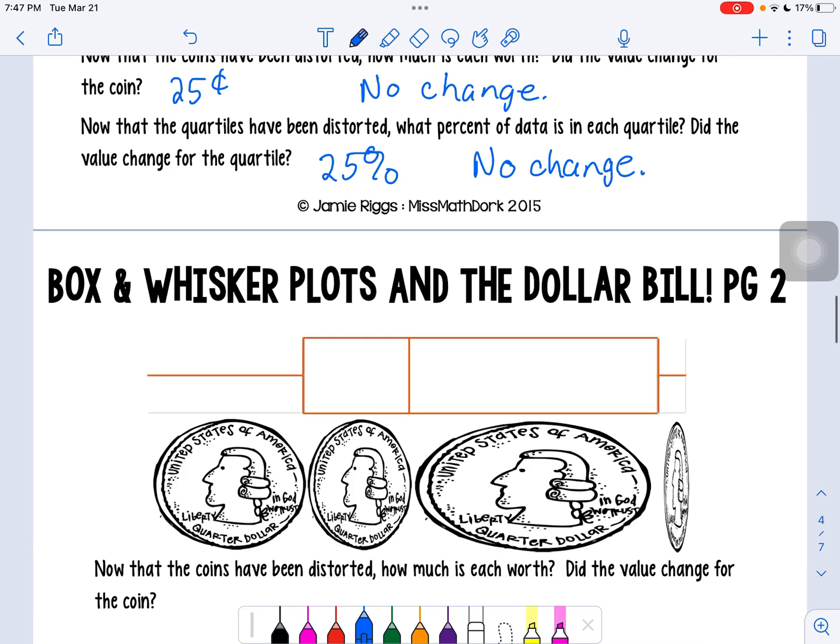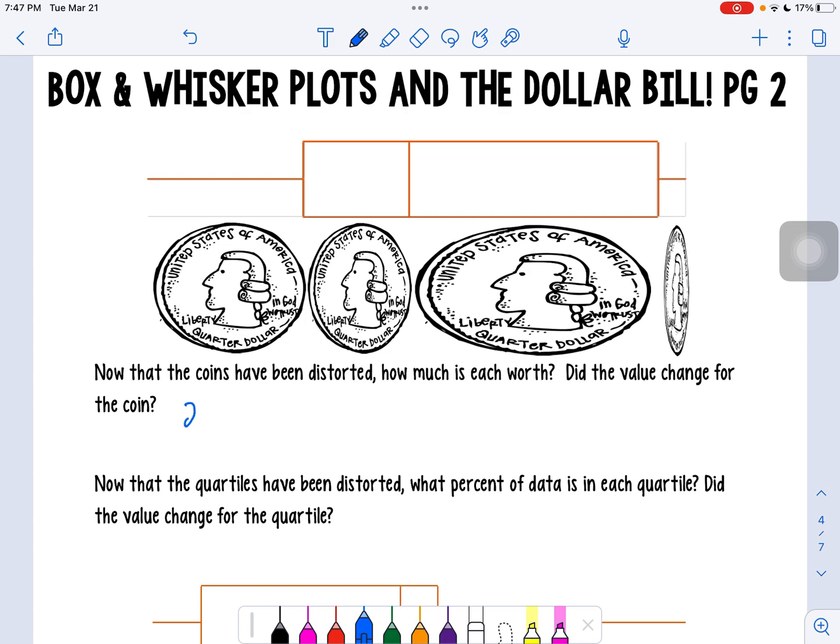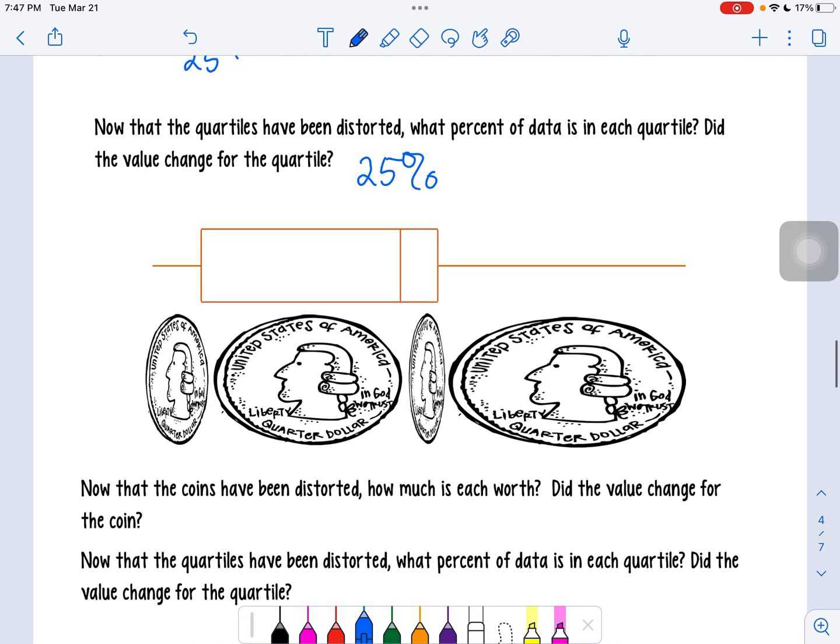So the same thing happens down here. They're all still worth 25%. Each piece is still worth 25%. There's no change.